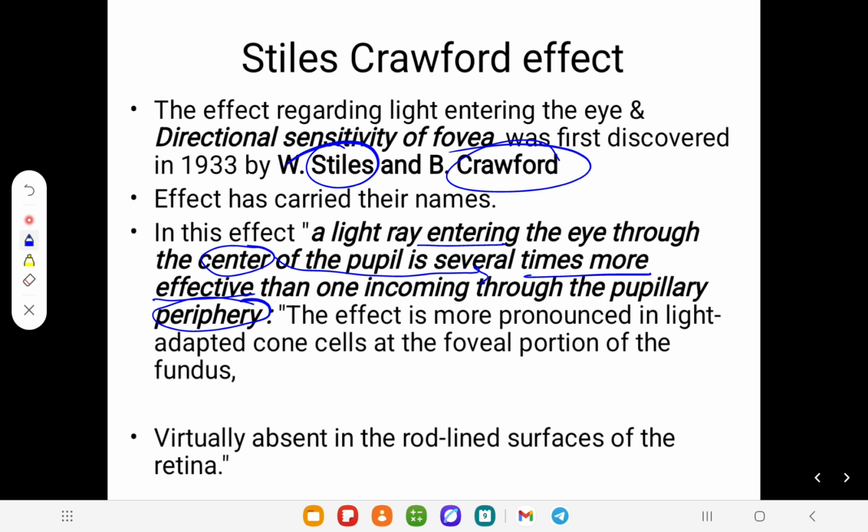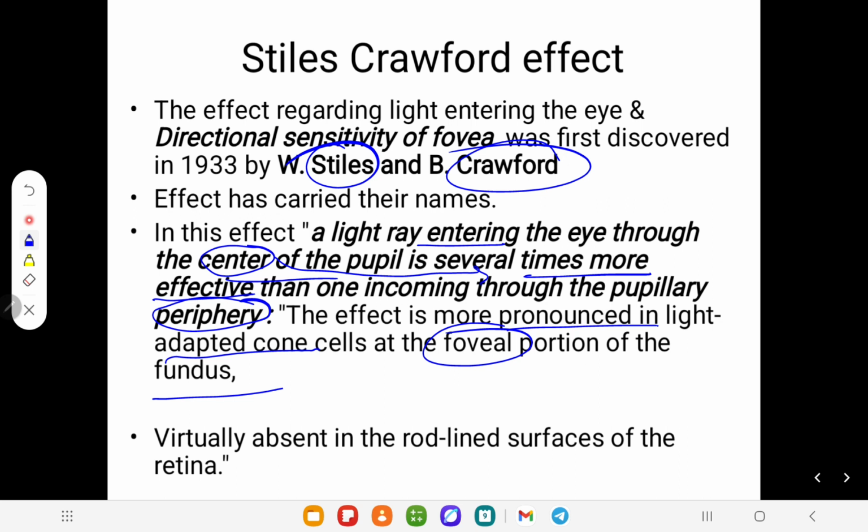Okay, I'll tell you why the Stiles-Crawford effect works. Light from the center of the pupil has more effect than the peripheral light through the pupil and the optics. The effect is more pronounced in the light adapted cone, not in the dark adapted cone. The effect is more pronounced at the foveal portion of the fundus.